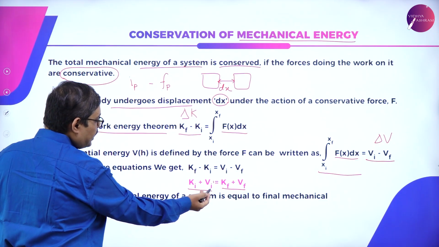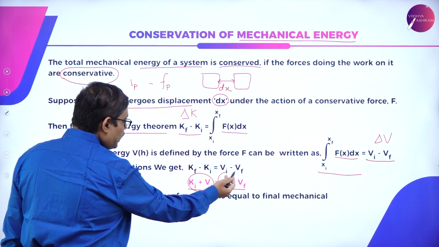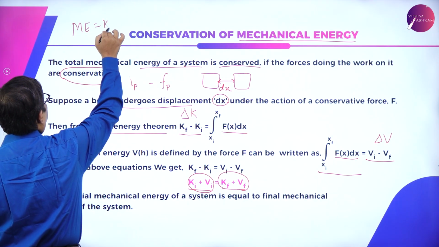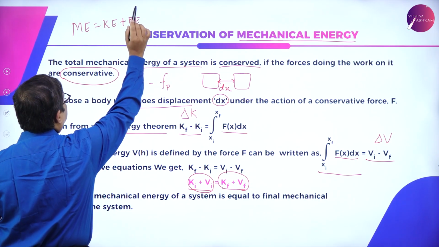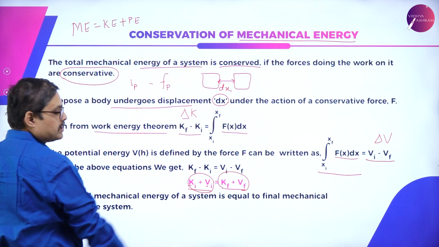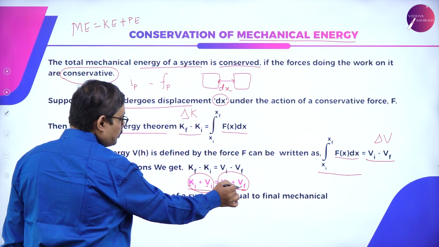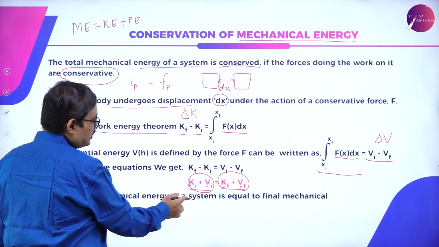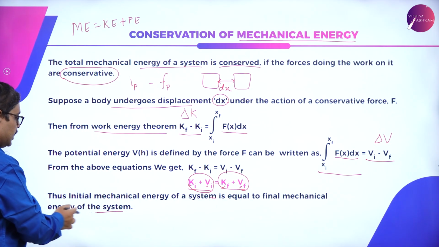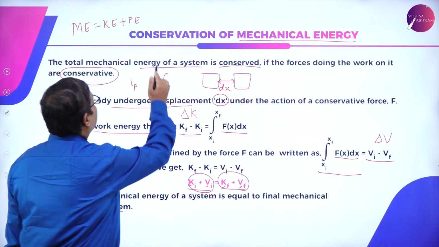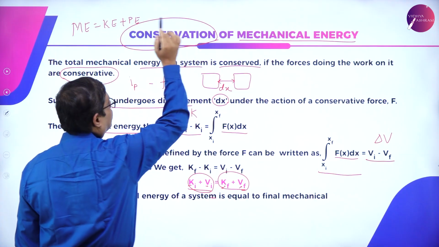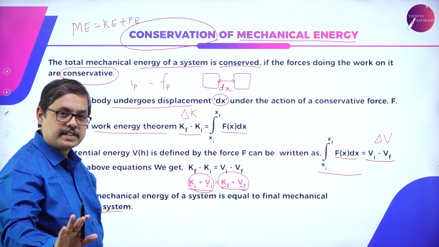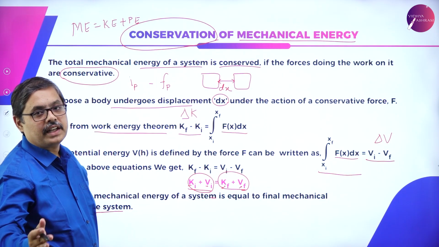The initial mechanical energy of the system is equal to the final mechanical energy. Please remember, mechanical energy is a combination of kinetic energy and potential energy. This is kinetic, this is potential. Initial energies, this is kinetic, this is potential, final energies. So the initial mechanical energy of a system is equal to the final mechanical energy of the system, which in turn means that the mechanical energy is conserved. So conservation of mechanical energy effectively means that the initial energy is equal to the final energy.